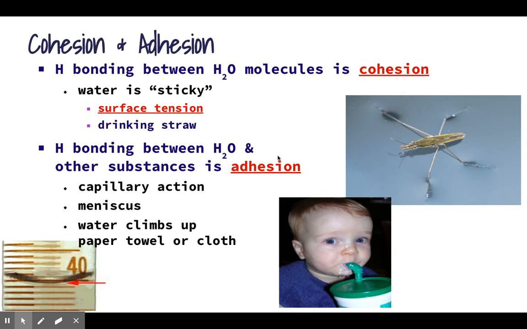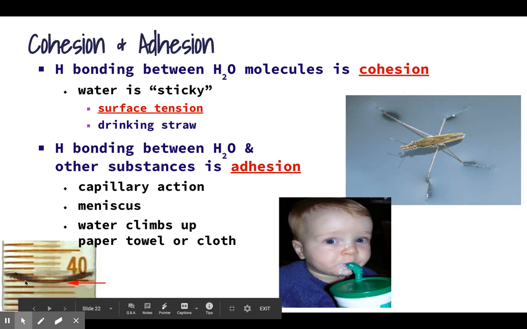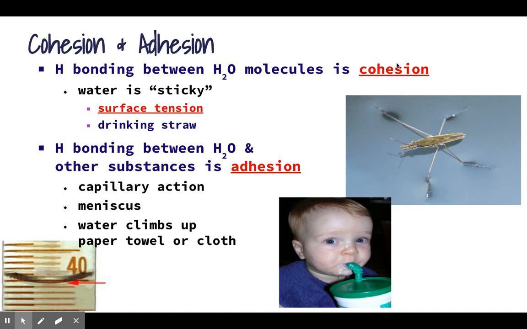So not only is it going to attract to the straw, but it's going to attract to the sides of the straw. Okay. Whenever we're measuring water in a test tube, water is going to bend and form this meniscus. Why? Because the water is attracted to the glass on the side. Water climbs up the paper towel or through cloth through the same pressures of cohesion and adhesion.